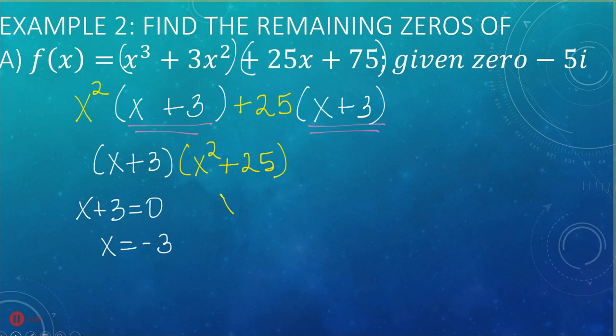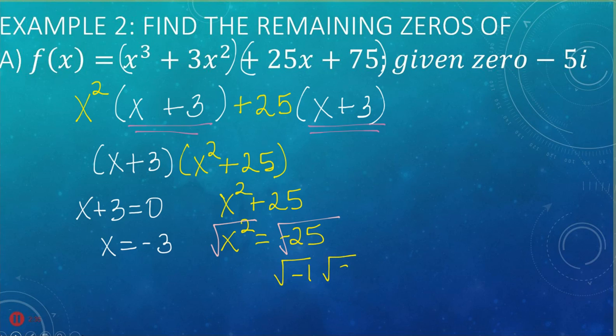And my second solution, because this is a quadratic factor, when I subtract 25 and take the square root of a negative, we're going to take out the negative 1. The square root of negative 1 is i. So our final two answers will be x equals plus and minus 5i.